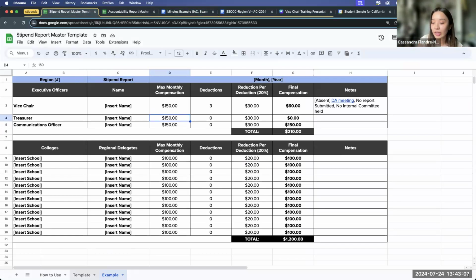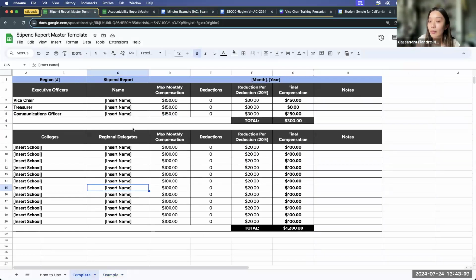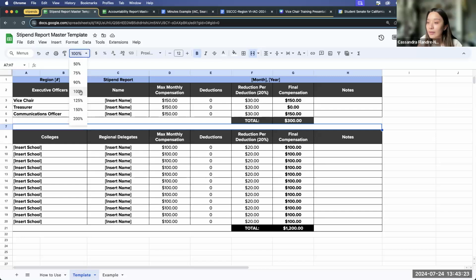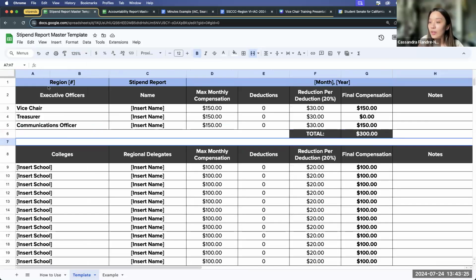However, we have created a template and an example for you all to use. This here is going to be the stipend report, and I'll be going pretty in depth about how to fill it out. If you have any questions, feel free to put them in the Q&A so that when we have our forum, we can go over it more in depth if needed. To maximize my screen here, for this first row, you would fill out what region you are. If you're region 5, put region 5, and then for stipend report, please fill out the proper month and year that you're filling it out for.